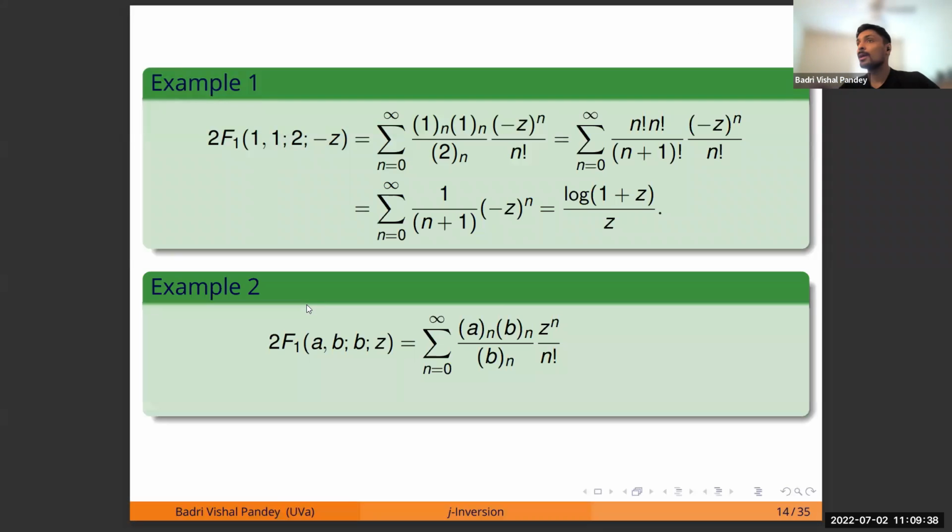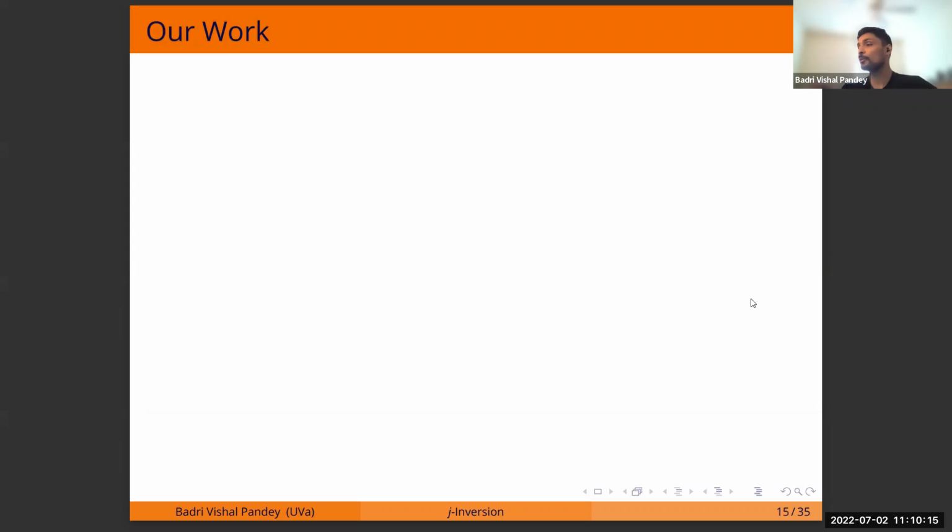This is pretty famous: it's log(1 plus z) upon z. Another example is if you have a, b, and b. It's not a generalization of the above, but in that case the b and b factors cancel out and you are left with just this, and when you solve this you'll find that it is equal to 1 minus z to the power minus 3. These abstract formulas don't look nice, but sometimes these terms actually convert to some nice function. So what we prove is the following.